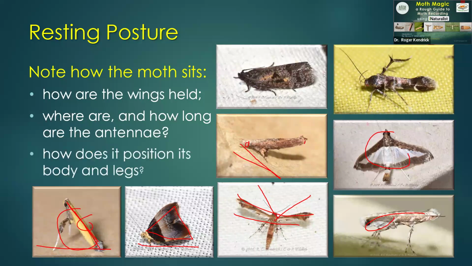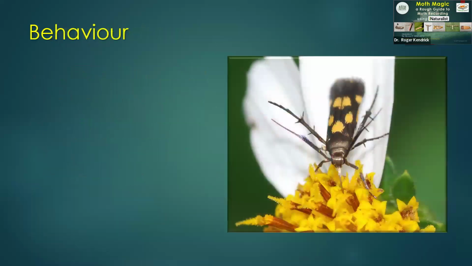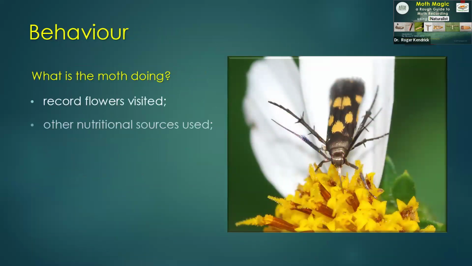Now, other things to note. What is the behavior? Can you document that? Well, yes, you can for certain things. Things like what's the nectaring source? And is it actually nectaring or is it pollinating? In this photo, you can't see pollen grains, even though there's pollen grains available. So this is definitely nectaring, not pollinating.